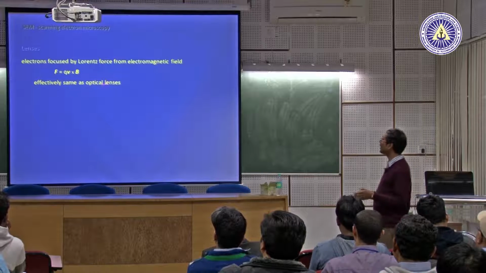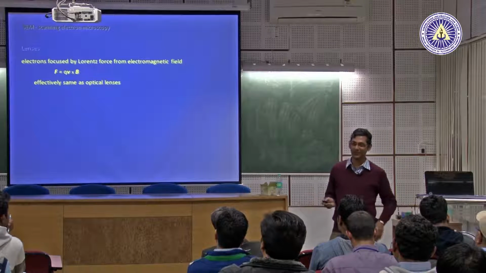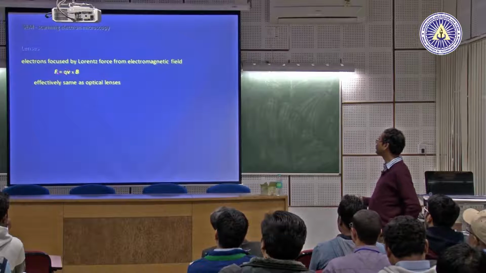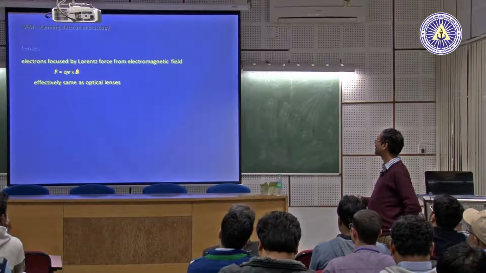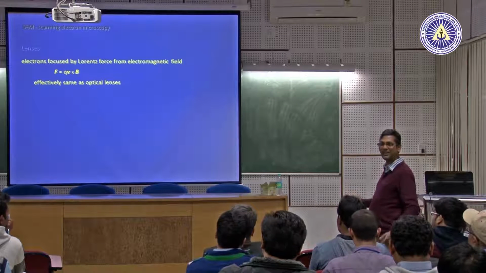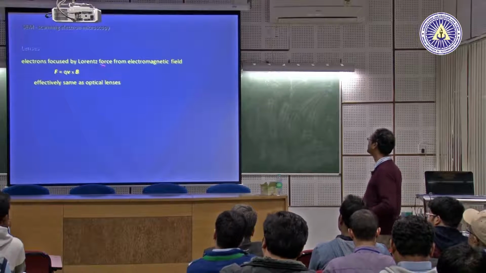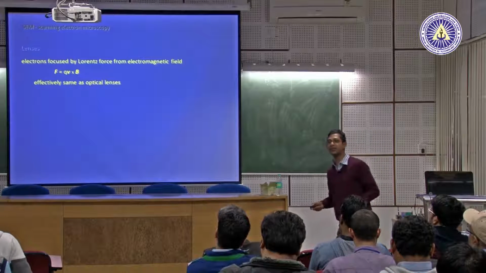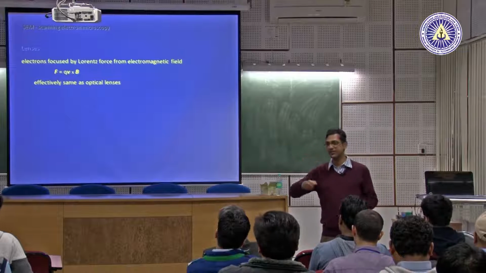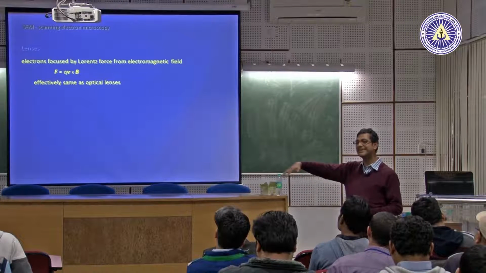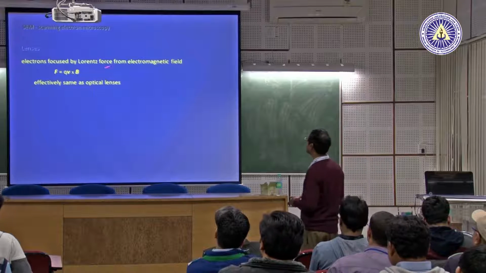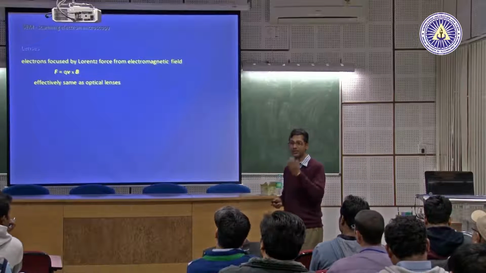Lens works on this principle. Everybody should know that. What is this principle? The force is charge and the field. This is the same as optical lenses, but we have a Lorentz force acting on the electrons. So using this Lorentz force, you can move the electrons, you can focus them, you can scan them, all the things. But what is the problem with these lenses compared to optical lenses?